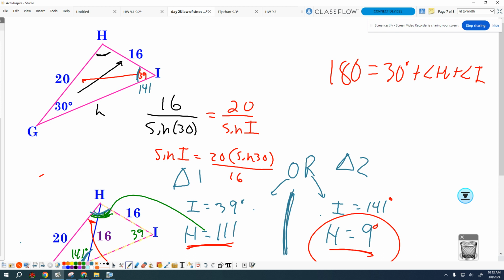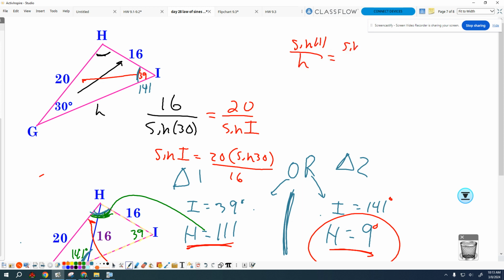The big one? Okay. So we're going to do sine of the 111 over H equals the thing that's set, sine 30 over 16. 29.87.